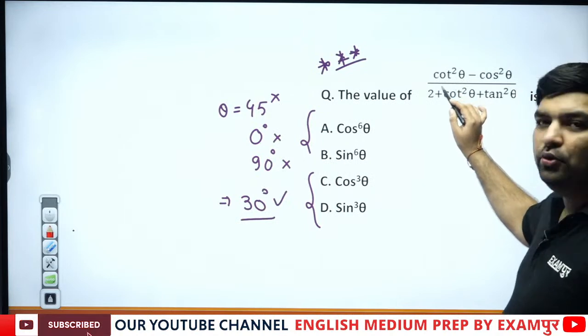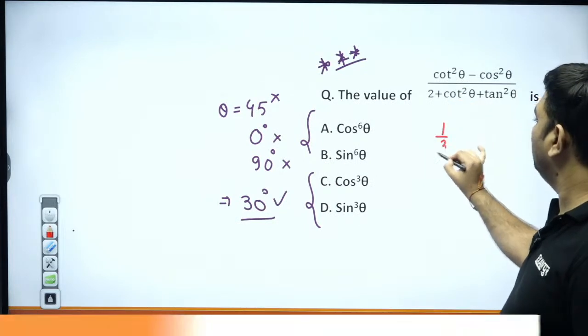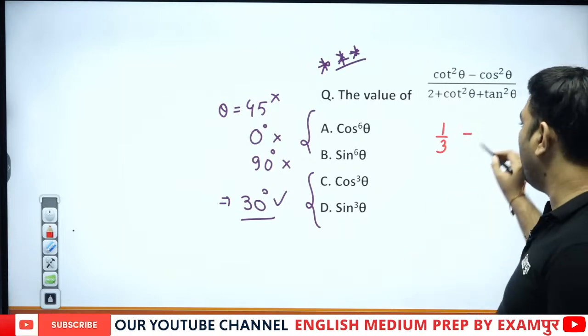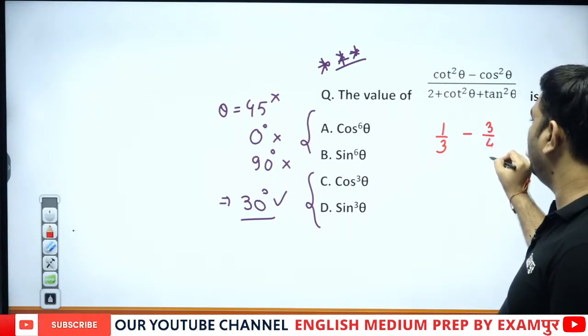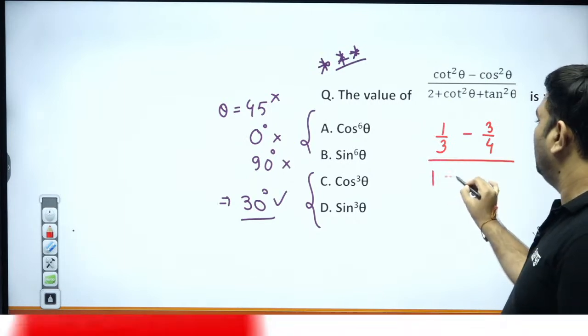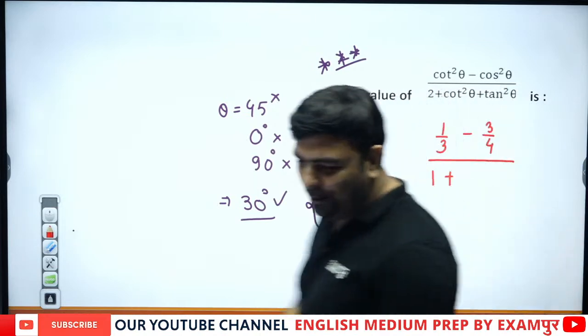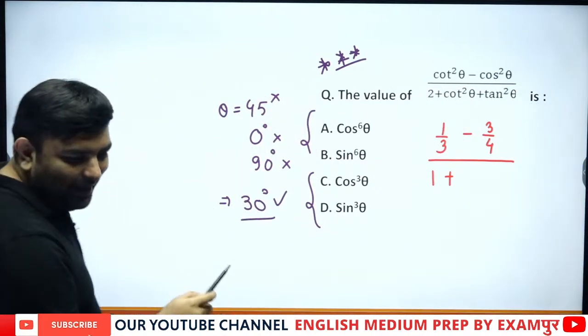Cot 30, 1 by root 3. 1 by root 3 squared, 1 by 3. Cos 30, root 3 by 2. Root 3 by 2 squared is 3 by 4. Cot 30. Oh, cot 30 is root 3. Oh my God. Yeah, I will do it later on.